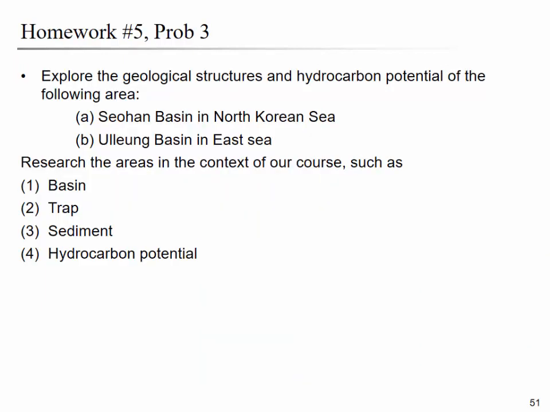Okay. So I gave you the last assignment, and problem 3 is about exploring the geologic structure and the hydrocarbon potential of two basins. One basin is the Seohan Basin on the west side of North Korea, just near China in the Yellow Sea, and the other is the Ulleung Basin in the East Sea. There are also some references and papers attached, and you can research the area in the context of the basin, trap, sediment, and hydrocarbon potential. So review the articles, and maybe you can apply the knowledge that we covered in this chapter to your homework.